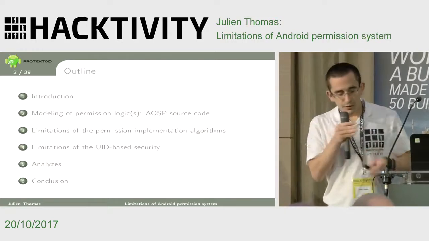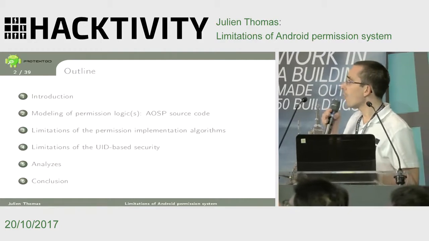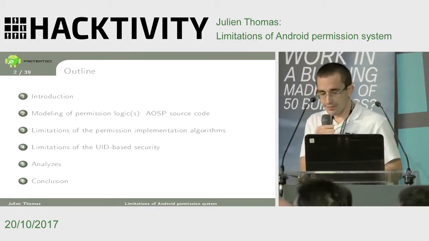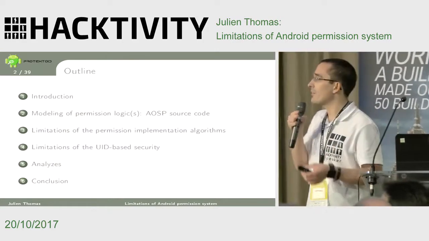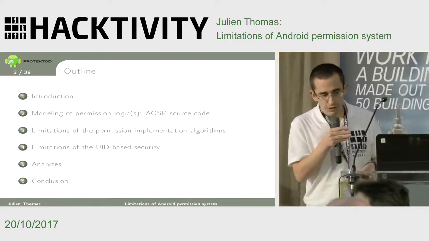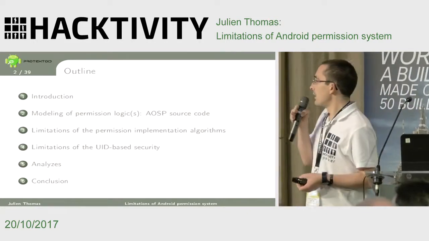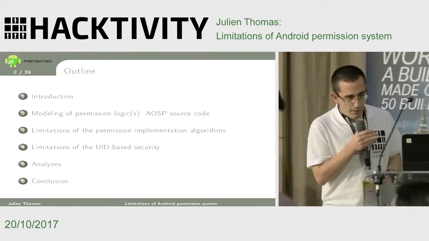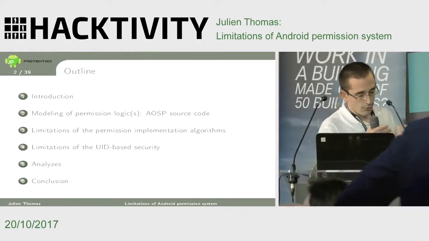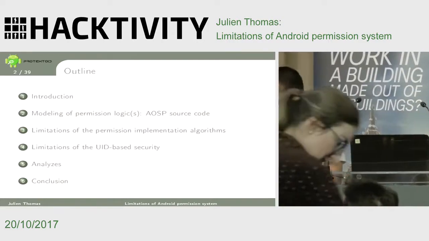Then I will go into more detail about 3 subjects: our vision of how permission can be modeled, what we can deduce from that in terms of the limitations of the algorithm that implements this model, and in a more general way, the limitations of this UID-based security implemented in Android, mainly for user privacy. In the 5th step, I will present an analysis: the feedback we got from Google, the feedback from the market, and other software that exists, and I will finish with the conclusion.